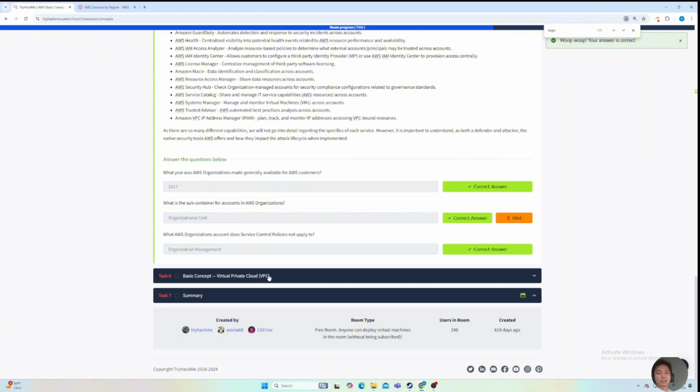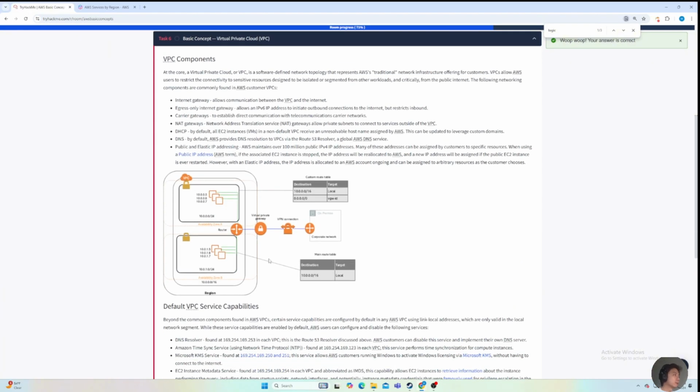All right, the last basic concept, VPC components. At the core, a virtual private cloud, or VPC, is a software-defined network topology that represents AWS's traditional network infrastructure offering for customers. VPCs allow AWS users to restrict the connectivity to sensitive resources designed to be isolated or segmented from other workloads, and critically, from the public internet.